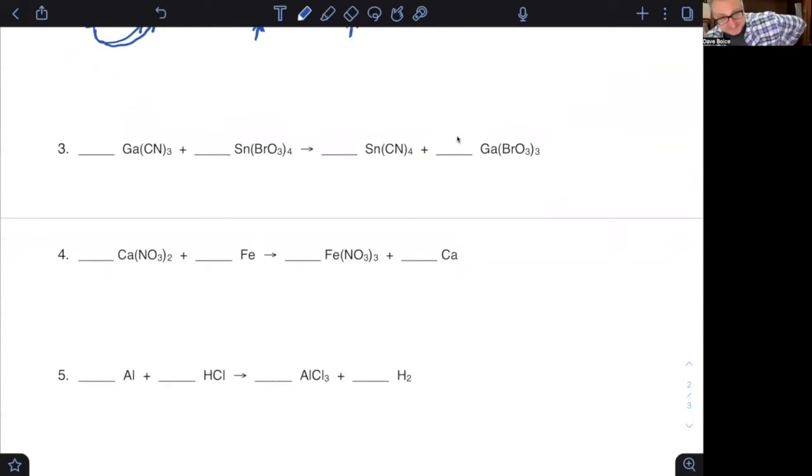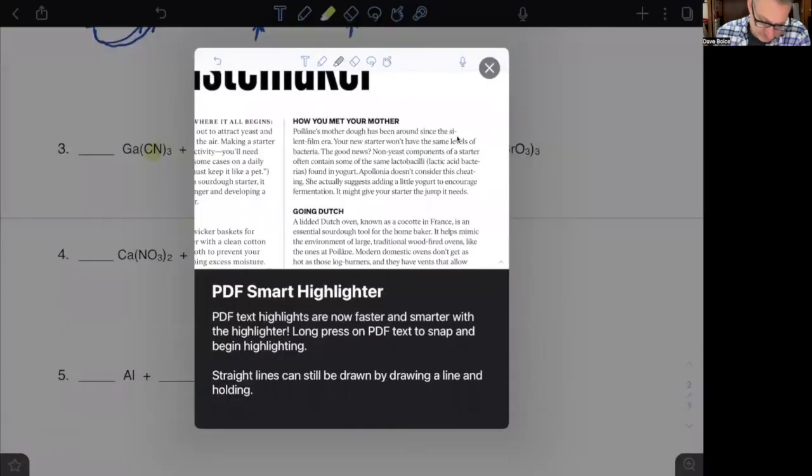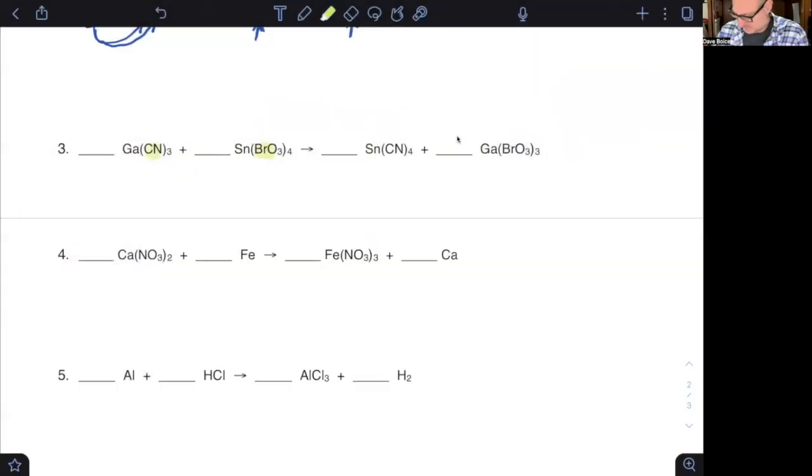Okay, this next one looks pretty complicated, but it's actually not that bad. We're in luck. The cyanide stays together on both sides of the equation. And then the bromate, which is not in your polyatomic ion sheet, but that's okay because it's more than 1 atom. It's a polyatomic ion. We can see that it stays together on both sides. So I can balance those as one thing.